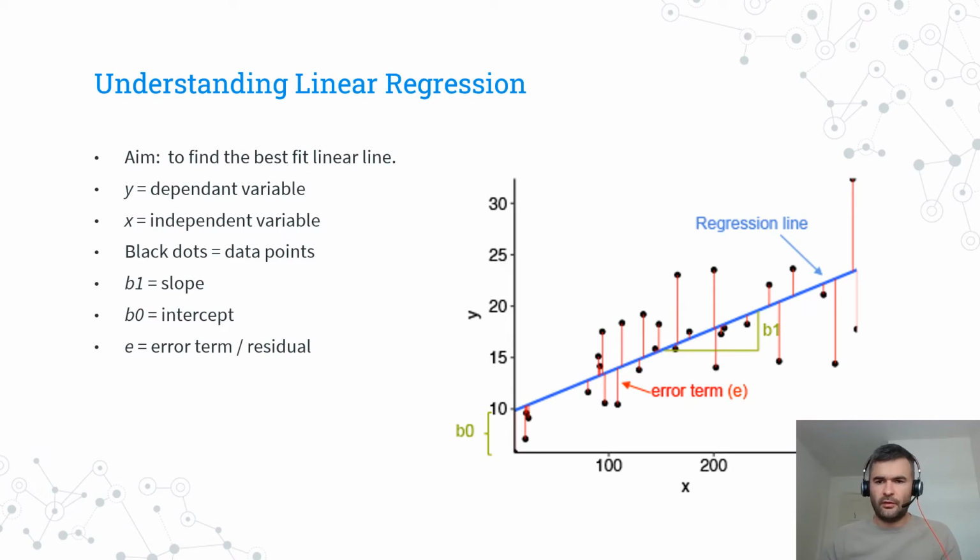The main goal of linear regression is to find the best fit linear line, the ideal intercept, and the ideal coefficient values so that the error produced is minimized.